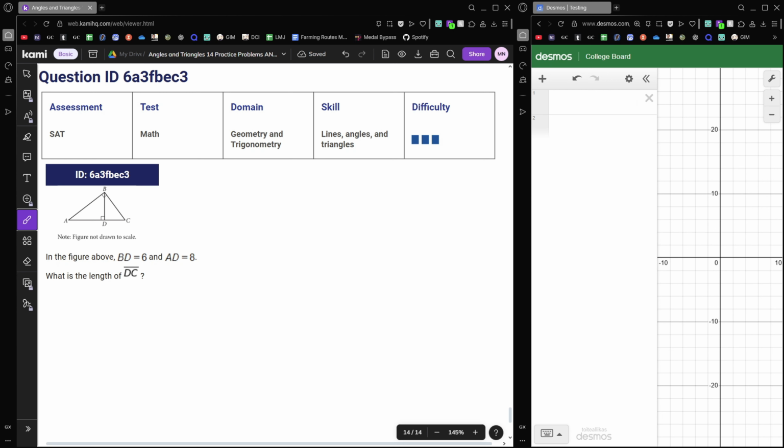Question number 14. In the figure above, BD is equal to 6, and AD is equal to 8. What is the length of line DC? So we're trying to find the length of this line here.